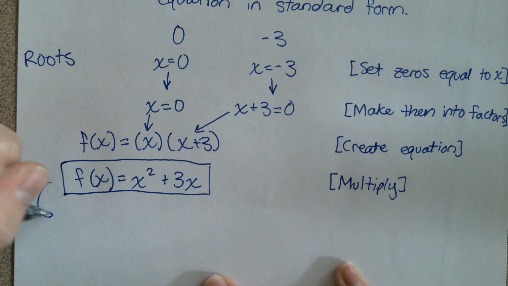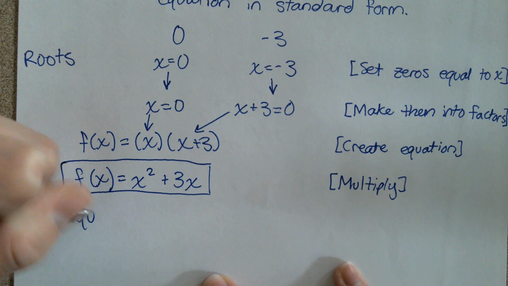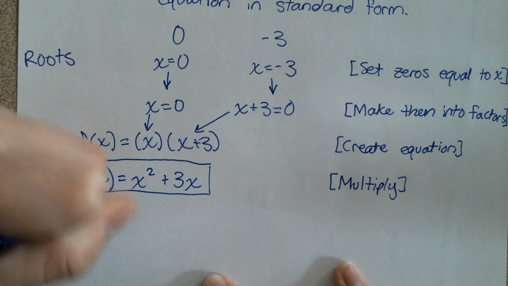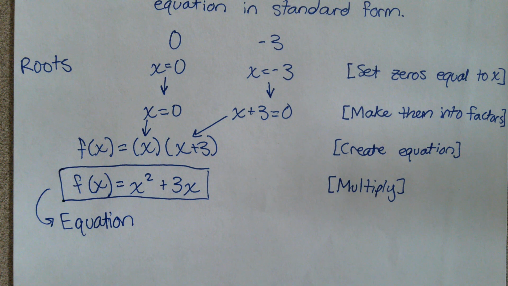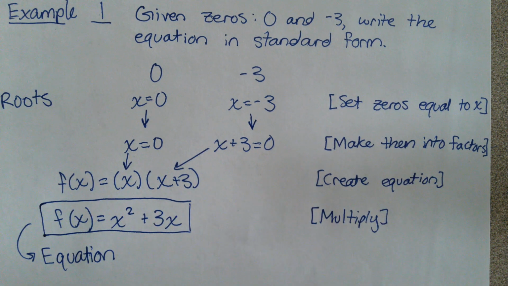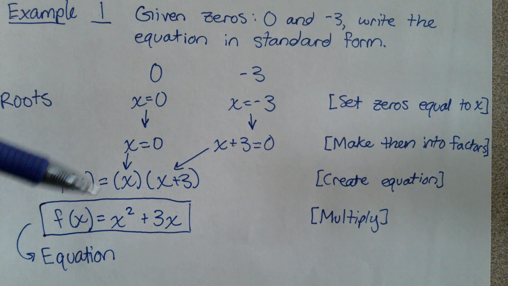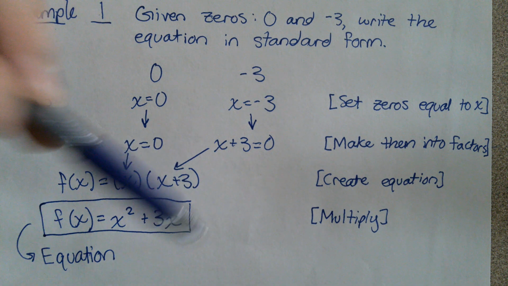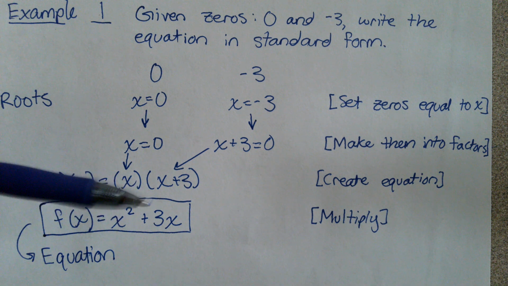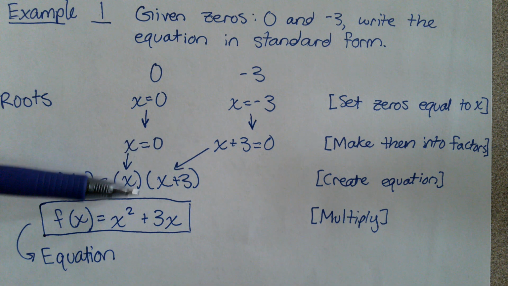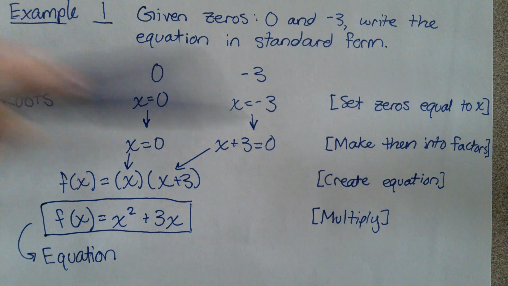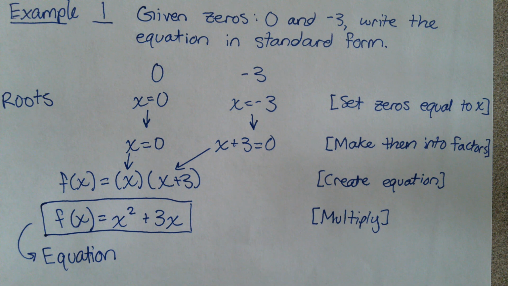So roots to equation. If you think about it, this is the reverse direction of what we normally do. What we normally do is we're given our equation. We factor it down. We set each of these equal to 0 to get the roots, to get our zeros, so that we can put them on a graph. But now we're going in the complete backwards direction.